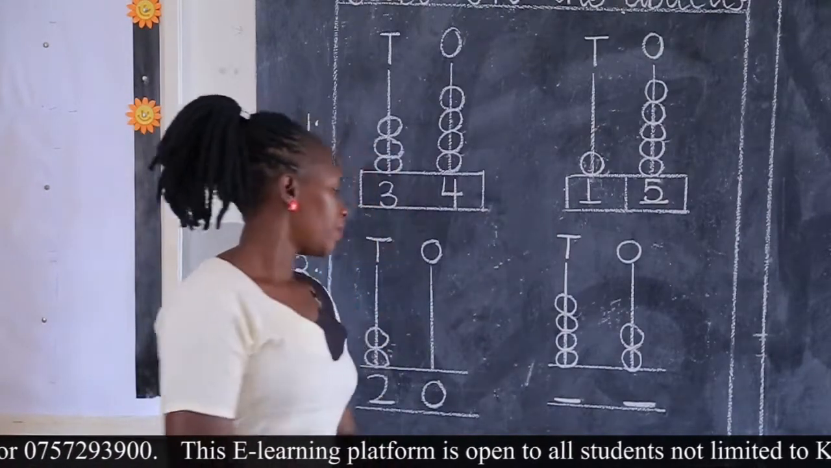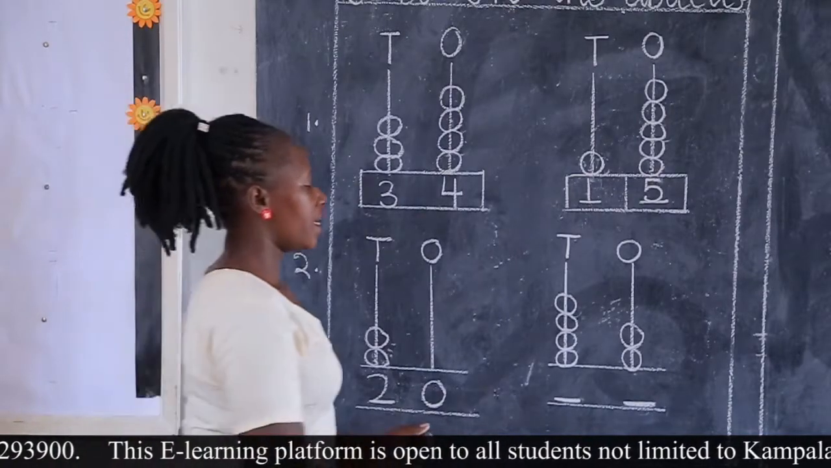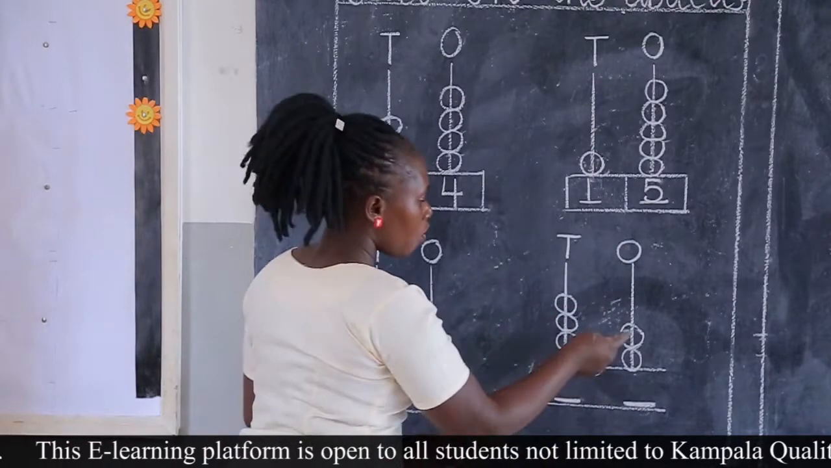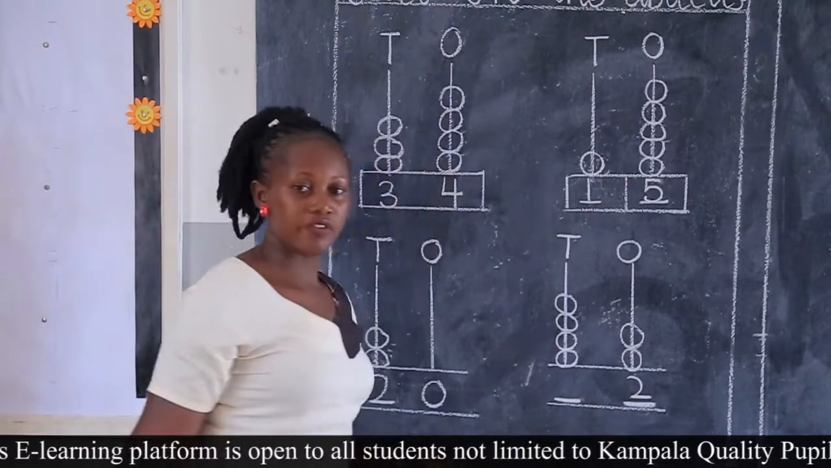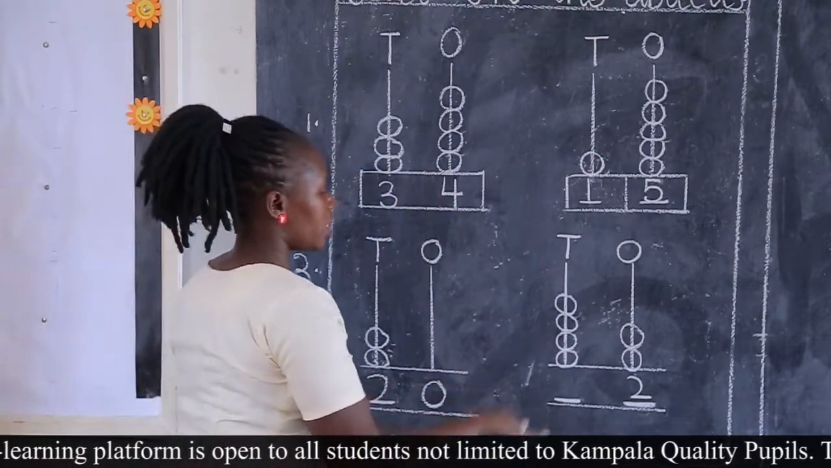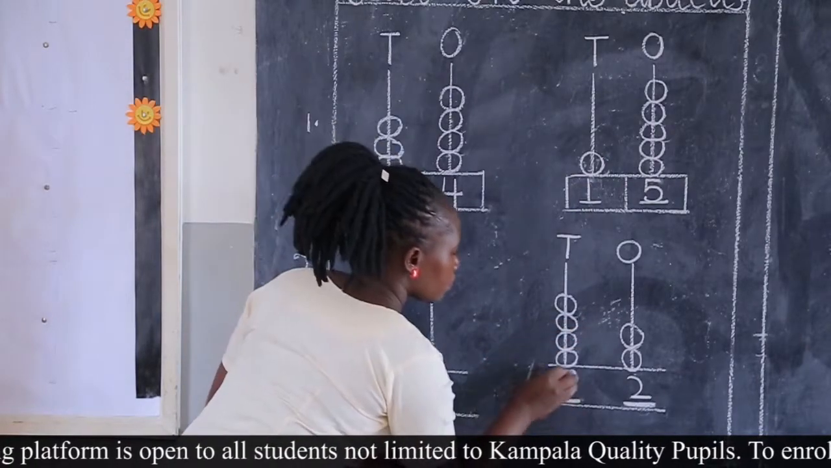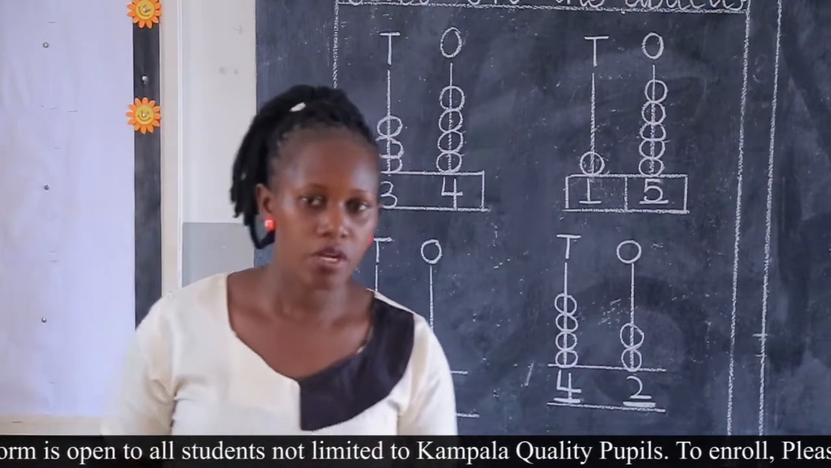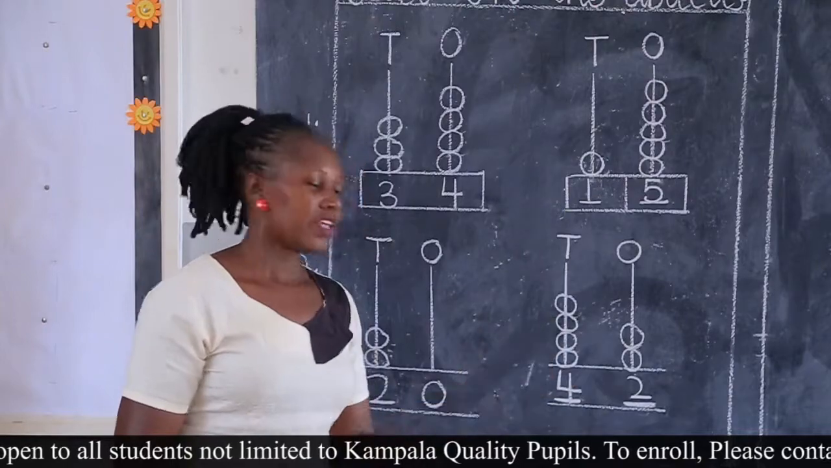Oh, okay. Now let's see whether yours is correct. I have ones, and in the place of ones I have 1, 2. So I write 2 there. Do you have 2? Okay, let's go to tens. 1, 2, 3, 4. And my number is 42. Do you have 42? Then you're correct.